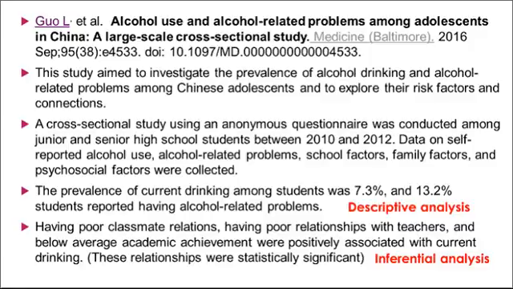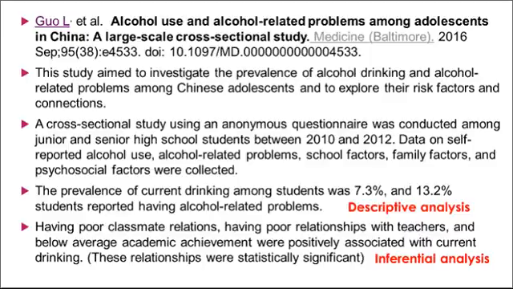However, then they also compared some of the results. What they found was that having poor classmate relations, having poor relationships with teachers, and below average academic achievement were all positively associated with current drinking. All of these different relationships were statistically significant. This is inferential analysis. And so what they actually did in this study was they didn't just describe, but they also hypothesized and used statistical testing to determine if there were relationships.